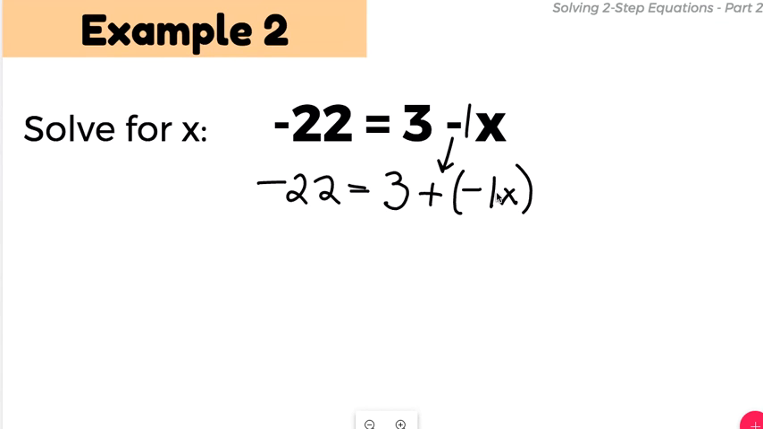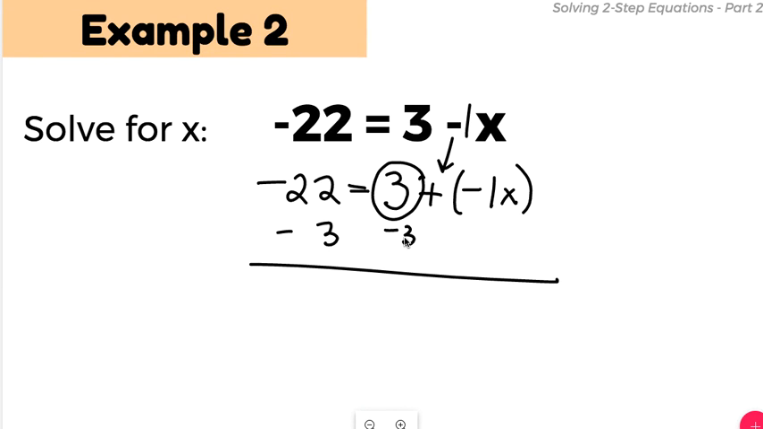Remember, our goal is to have x, so we want to undo addition first. Add a negative 3 to both sides, because 3 plus negative 3 is 0. I get negative 22 plus negative 3, negative 25, equals negative 1x.